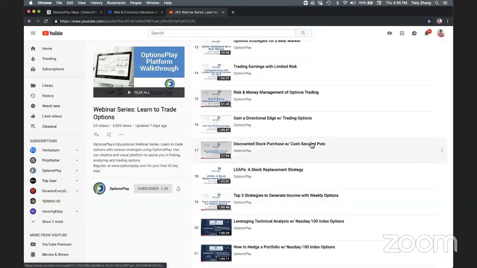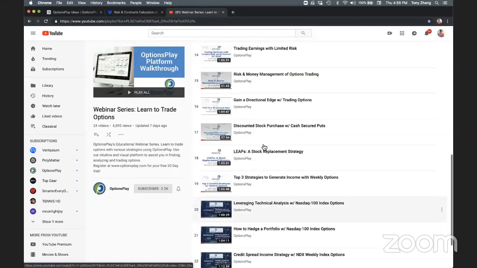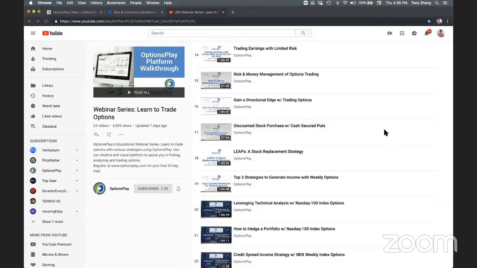Discounted stock purchase with cash secured puts, number 17. That was from February, so it's probably time for a new refresher on that. But I highly recommend you take a look at cash secured puts. I am going to talk about it on our webinar next week. So if you do come to our webinar next week, I will talk about cash secured puts then.